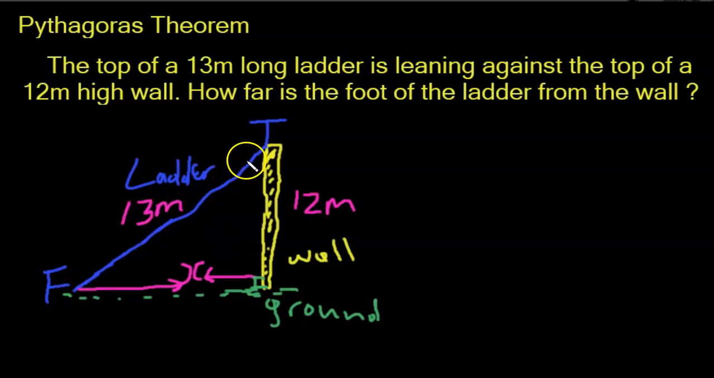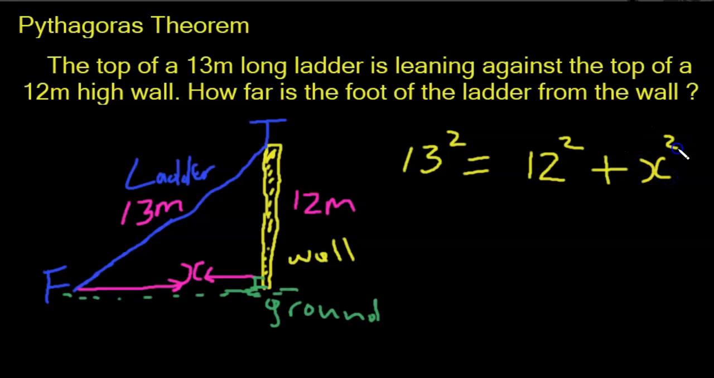So the ladder, 13, so 13 squared would be equal to the sum of squares of the other two sides. So this side, 12 squared, and this side here of the triangle, we don't know what it is, that's what we're trying to find, we'll call it x, so x squared. So 13 squared, that's 169, 12 squared, that's 144.